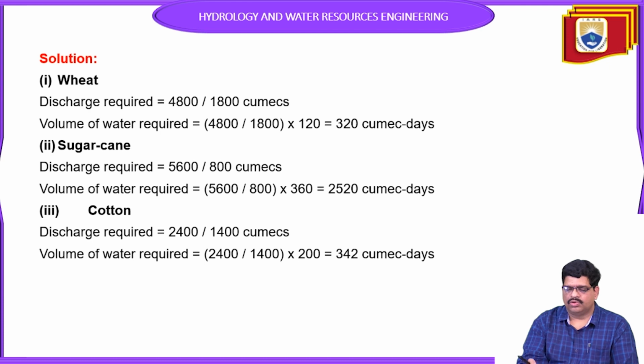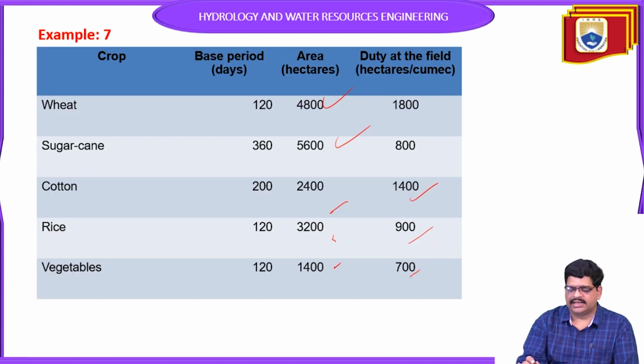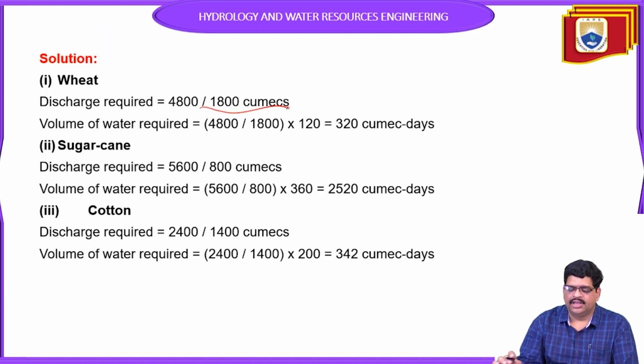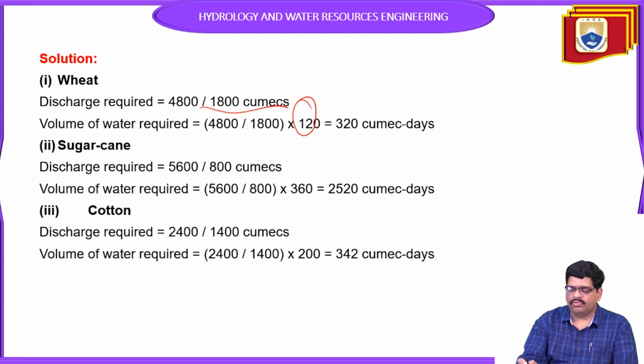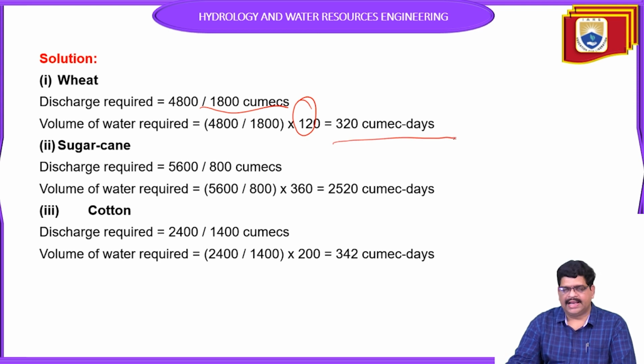So, solution: we have to find the values one by one. Wheat: discharge required is equal to 4,800 hectares divided by the duty on the field, which is 1800, in cumecs. The volume of water required is 4,800 divided by 1800 into the base period of 120 days. So that is 320 cumec-days.